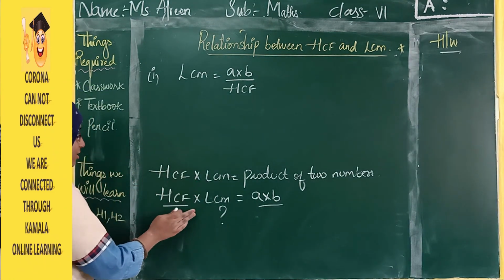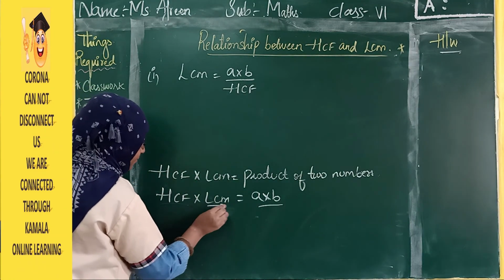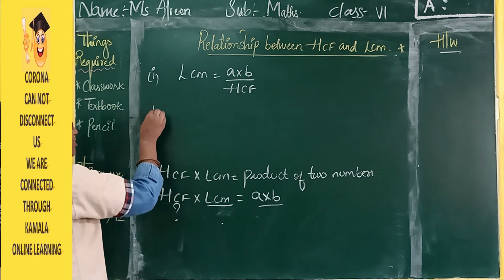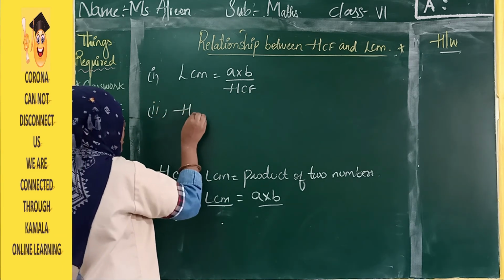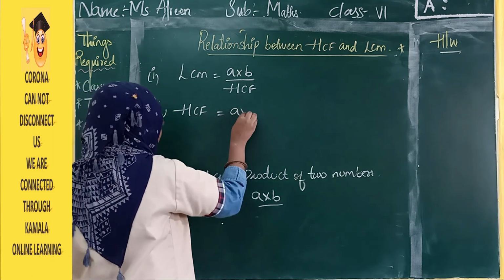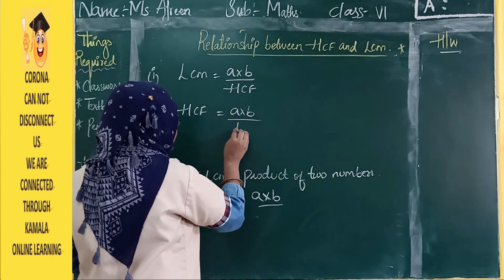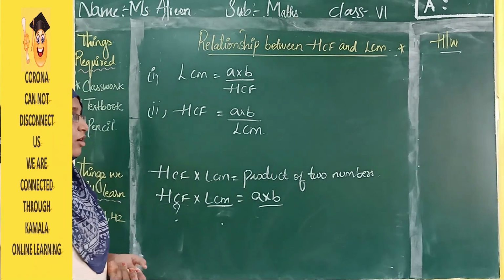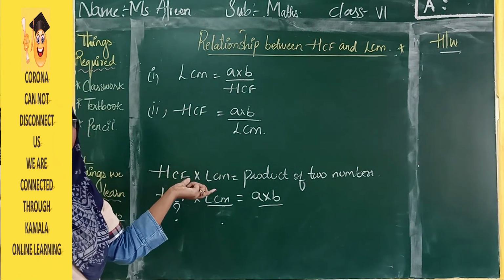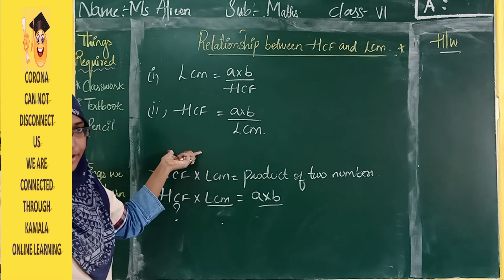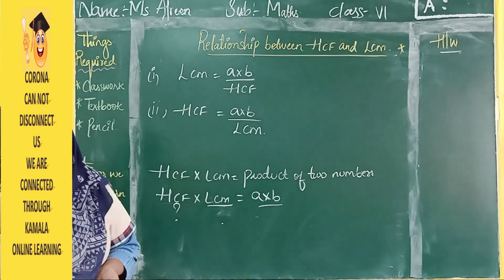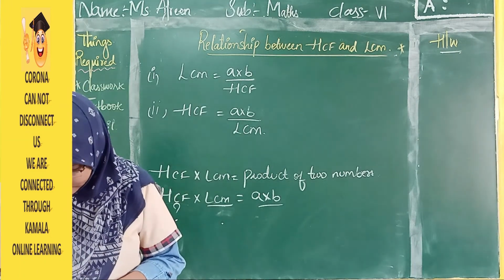Similarly, if they gave the value of LCM and asked to find the HCF, well, interchange the values, that is, HCF is equal to A into B by LCM. Now you can ask what A and B are. Simply, if you multiply both, HCF into LCM, you will get A into B. Okay.